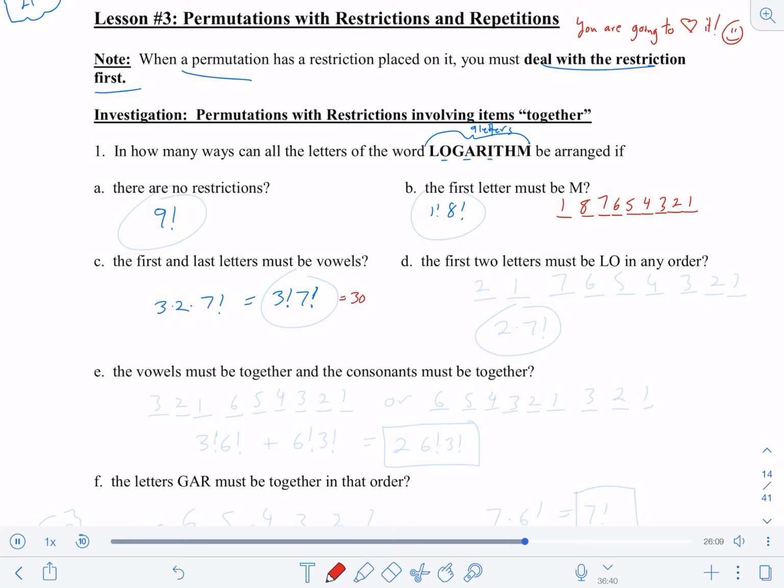All right, first 2 letters must be LO in any order. Now I have a strategy for doing this, and I want you to see how I do it. I'm going to revert to the fundamental counting principle for this. The first 2 letters have to be LO in any order, so there's 2 ways to do it, and then 1 way to do the other. And then 7, 6, 5, 4, 3, 2, 1. So you can see 2 times 7 factorial is our answer.